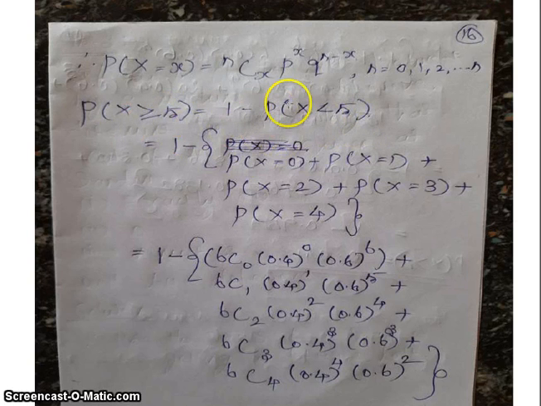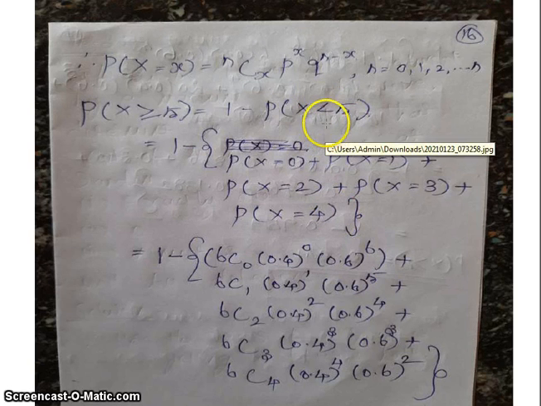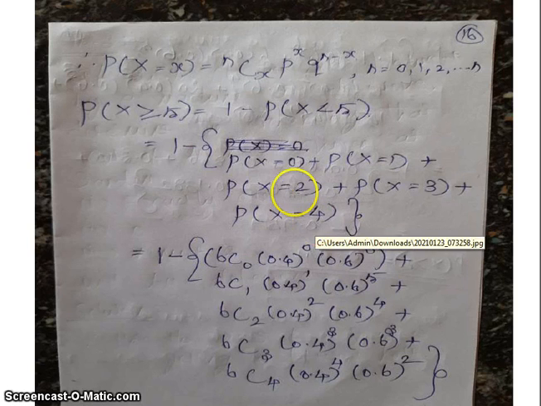So 1 minus P of x less than 5. P of x less than 5 means P of x equal to 0 plus P of x equal to 1 plus P of x equal to 2 plus P of x equal to 3 plus P of x equal to 4, because less than 5 means 5 is not included. Less than 5 is up to 4. First value is 0, second value is 1, third value is 2, fourth value is 3 and fifth value is 4.